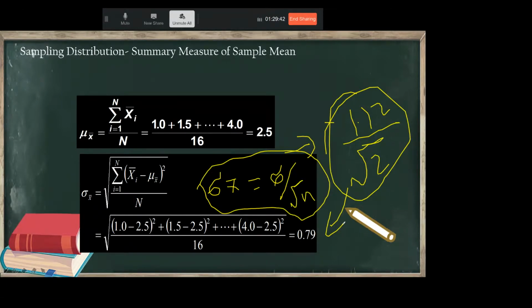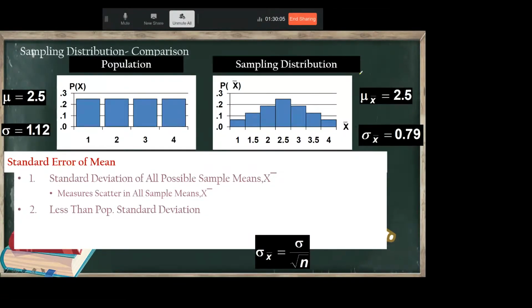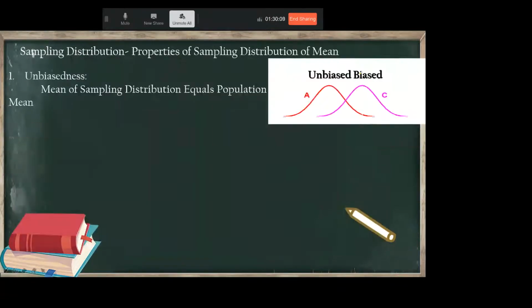So in any distribution, when we calculate the sampling distribution of a mean, mu x bar equals mu, and sigma x bar should be equal to sigma divided by root n. Right? Now, coming to the properties of a sampling distribution. I will come to this later. First, let's talk about the properties.